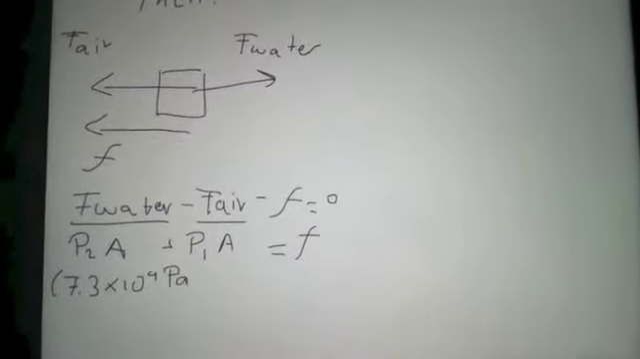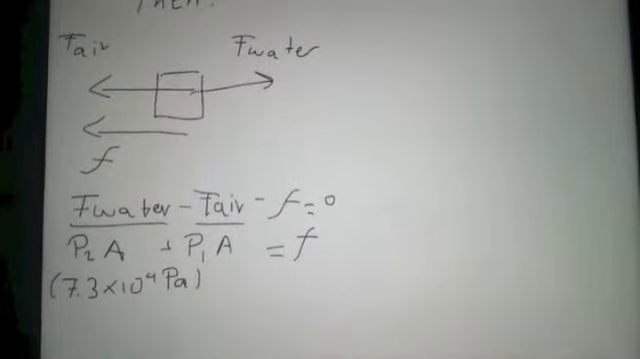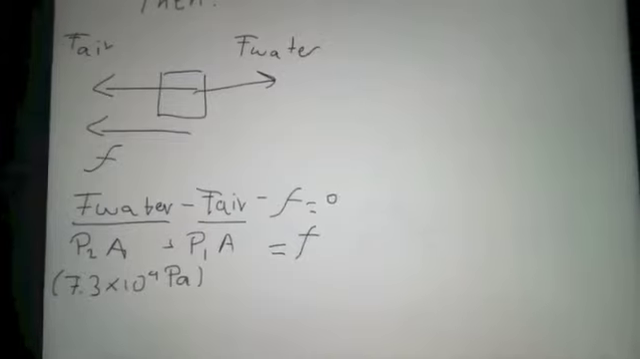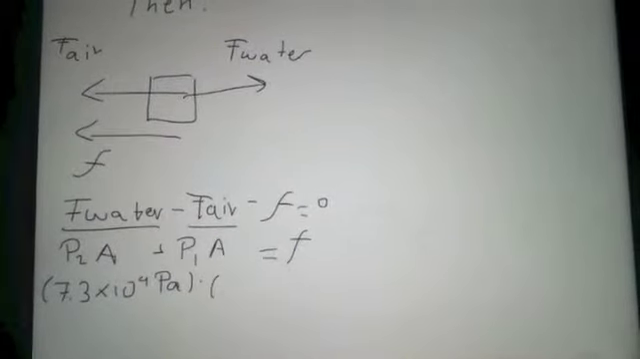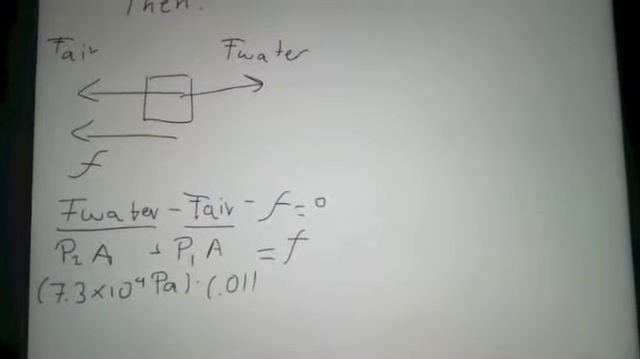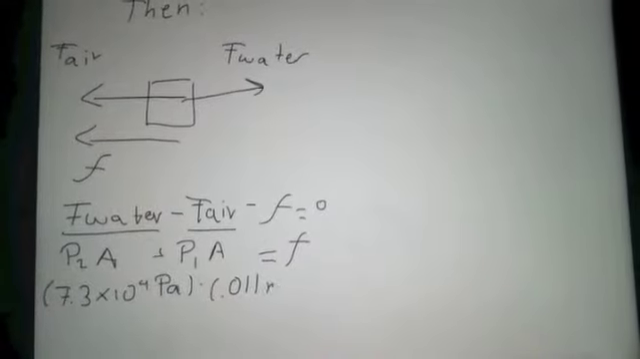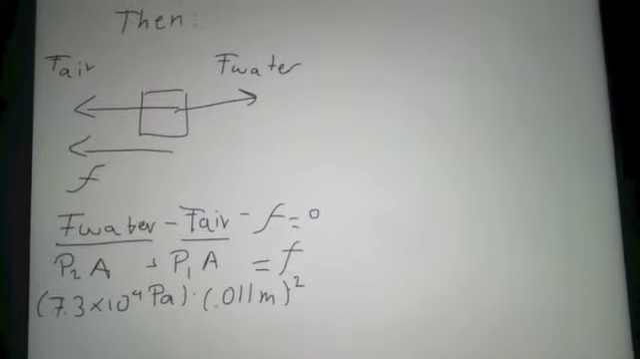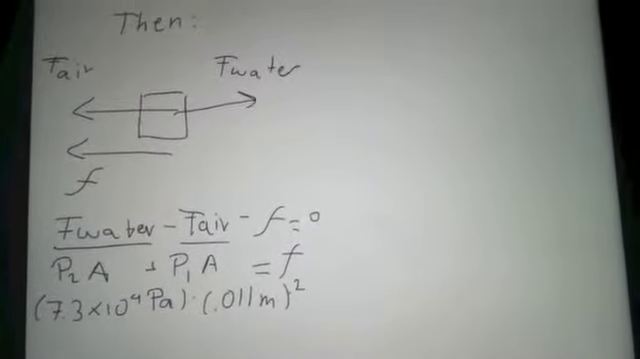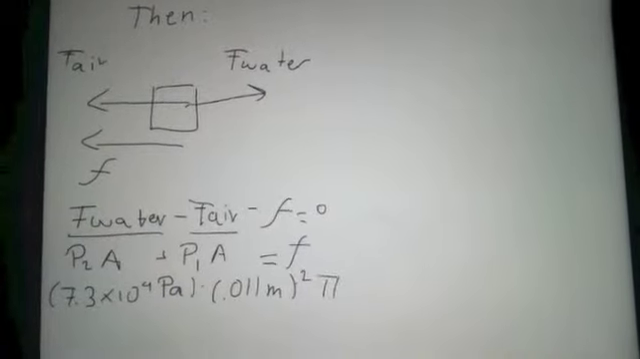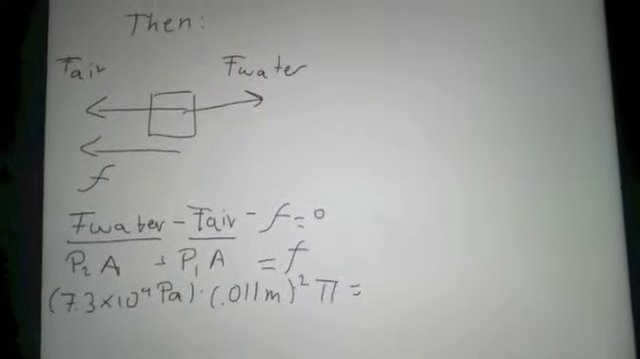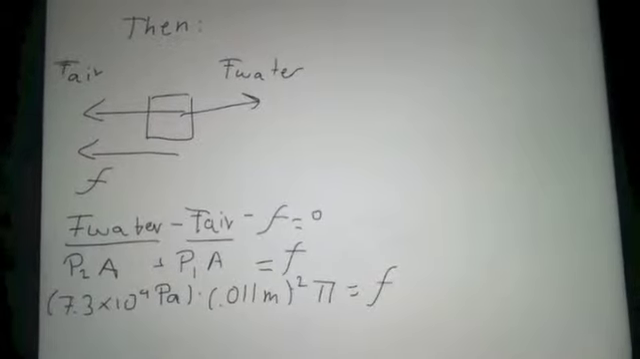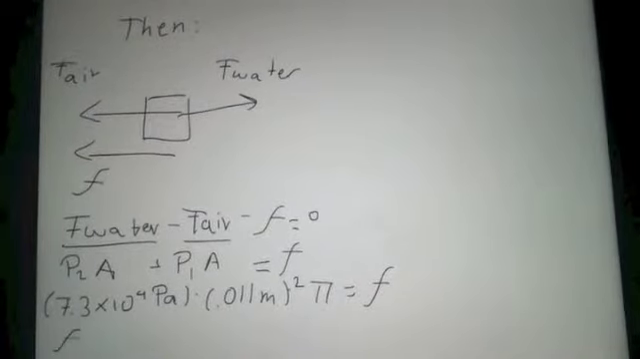This law states the following. The force of water minus the force of air minus the friction force equals 0. There is no movement, right? So it equals 0. So next step, we have to replace each of the forces of water and air with their definition, that is pressure multiplied by area.